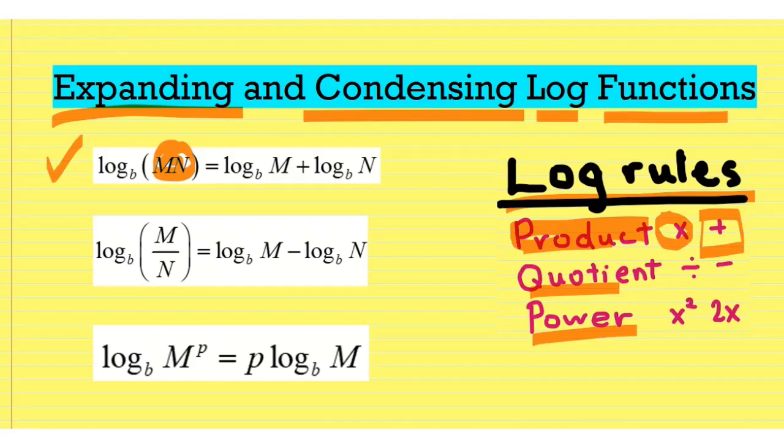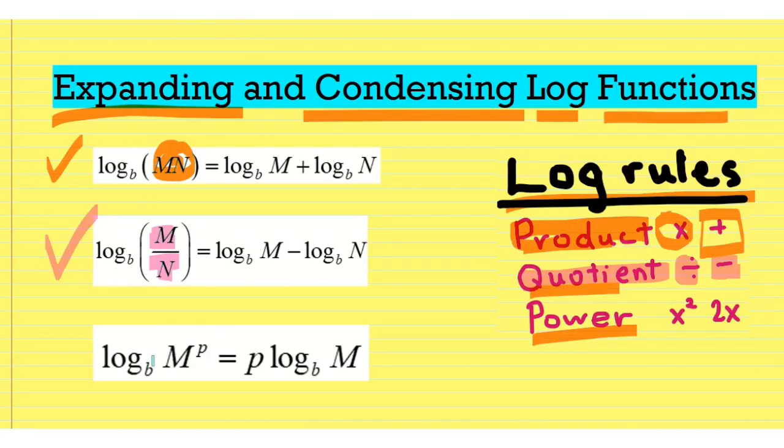Okay, so the next one is going to be our quotient rule. Our quotient rule says that if we have a quotient, which is the division of two numbers or two expressions, we are allowed to change it from division to a subtraction of those two terms. So that is the quotient rule.